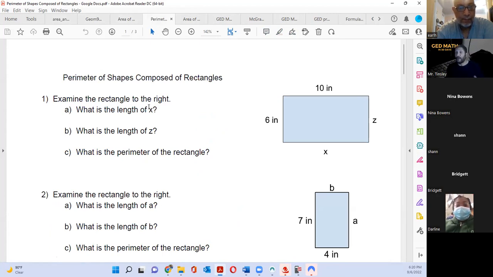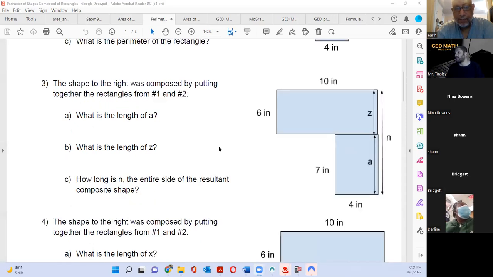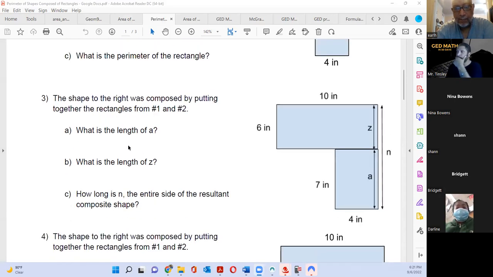For example, if you look at that first rectangle, if this side is 10, X is what? 10. If this side is 6, Z is what? 6. That's the first thing you got to understand. Opposite sides are equal. So we understand that. That's not hard. I drilled that in, right?